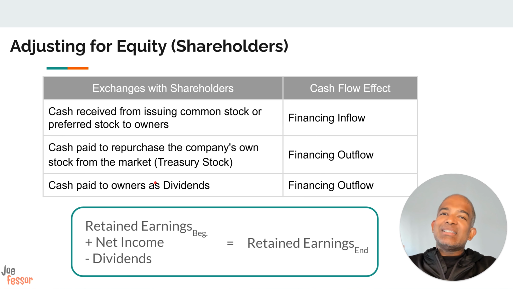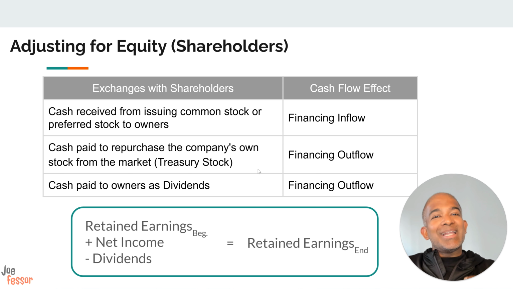We are concluding the financing section by looking at exchanges with owners or the shareholders. These activities affect the equity accounts on the balance sheet. Cash inflows here are generated by issuing new stock, whether common or preferred, it doesn't matter. This increases our contributed capital and is recorded as a financing inflow. The outflows, on the other hand, include repurchasing the company's own stock, which is recorded as treasury stock, and paying cash dividends to owners. Remember that dividends are classified as financing outflows.